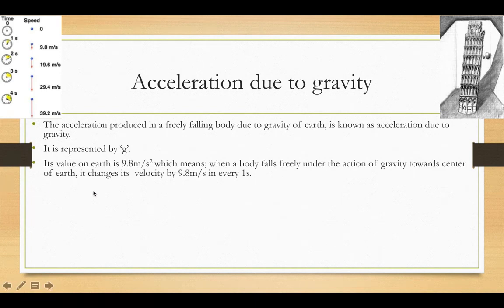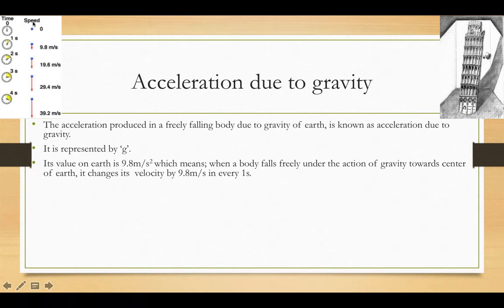So, it has a meaning. A question may be asked in the exam: the value of acceleration due to gravity on Earth is 9.8 meter per square second. What does it mean? It means when a body falls freely. Here you can see a body is falling freely under the action of gravity towards the center. At that time, what will happen? On Earth, it changes its velocity by 9.8 meter per second in every 1 second. So here you can see.